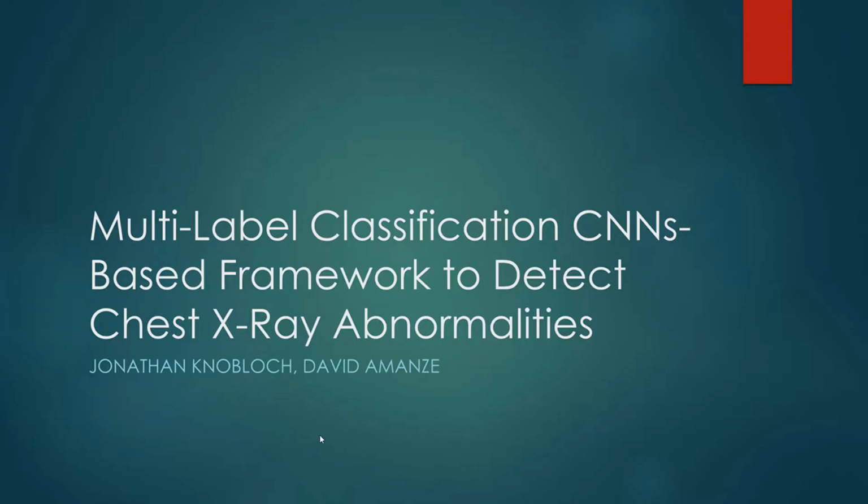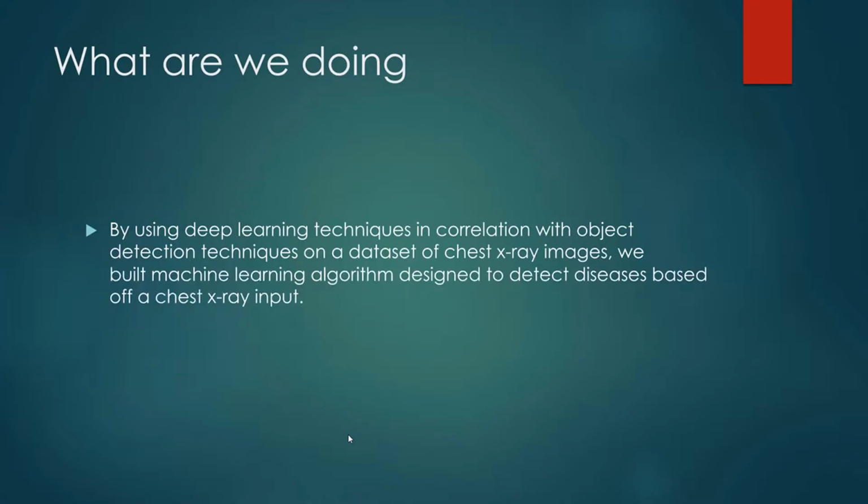All right, so this is Jonathan Knobloch presenting on behalf of David Amanze for our project, Multi-Label Classification CNNs based framework to detect chest X-ray abnormalities. So what exactly we're doing is we are using deep learning techniques in correlation with object detection techniques on a data set of chest X-ray images. We are then building a machine learning algorithm designed to detect diseases based on a chest X-ray input.